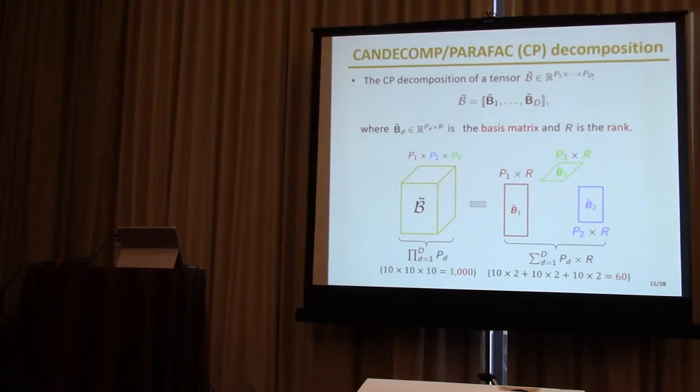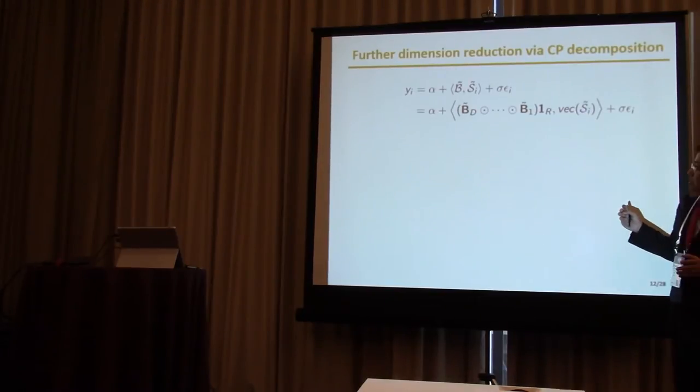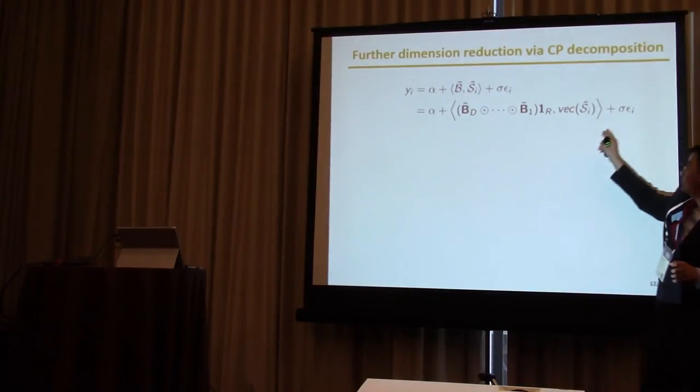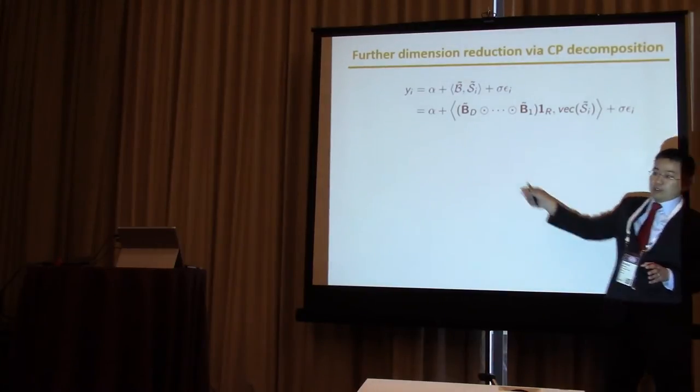This will reduce the number of parameters a lot. So the problem is how to rewrite the regression model in terms of these basis matrices. Here is the solution. Let me remind you that the parameters we want to estimate are the intercept, the skew parameter sigma, and these basis matrices B1 tilde through BD tilde.